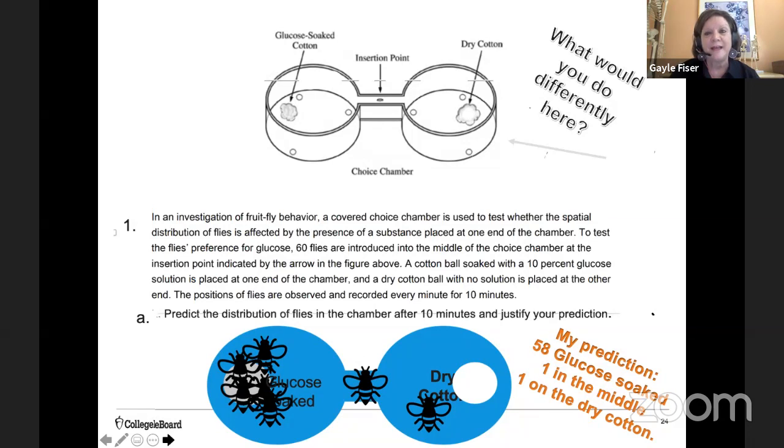I see that there is a dry cotton ball and there's a glucose soaked cotton ball. So I think that it would have been better to start with not a dry, but maybe a soaked cotton ball with sterile water. So it wouldn't be the wet or dry that could be interfering. It would be about the glucose. I just wanted to see if you maybe caught that on the first round.